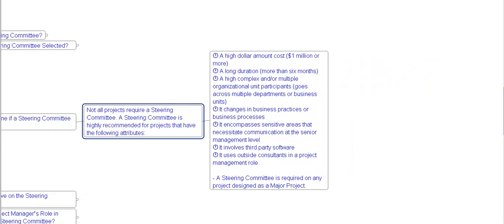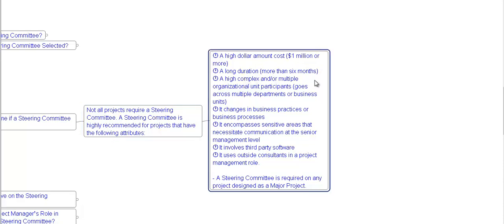A high dollar amount, costing 1 million or more. A long duration, more than 6 months. A highly complex project, or multiple organizational unit participants, going across multiple departments or business units. It involves changes in business practice or business process. It encompasses sensitive areas that necessitate communication at senior management level. It involves third-party software. It uses an outside consultant in a project management role. A steering committee is required on any project designated as a major project.